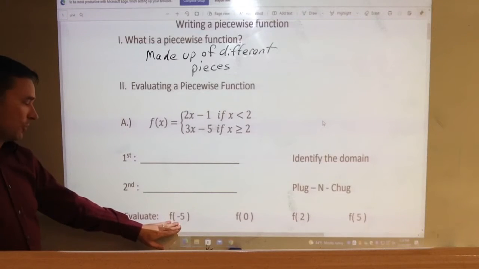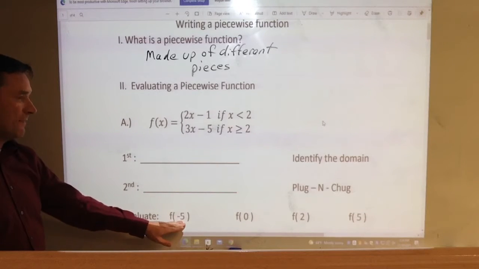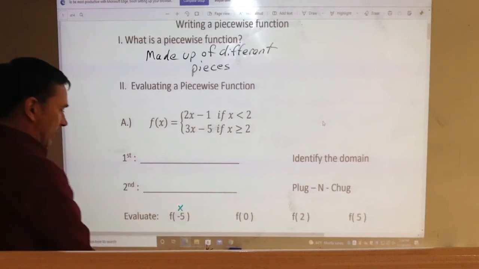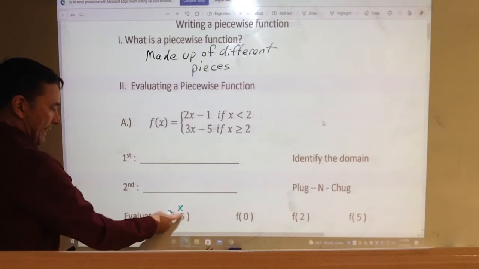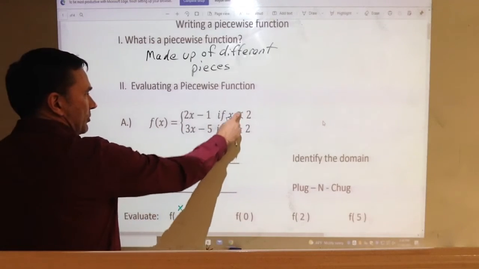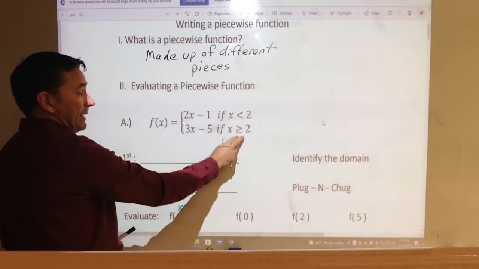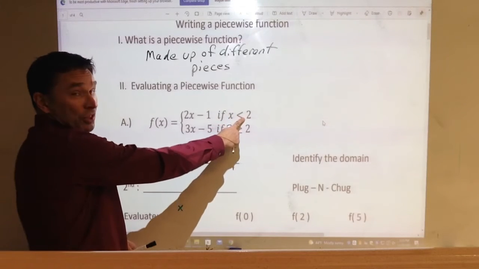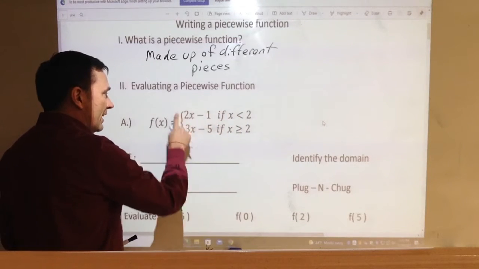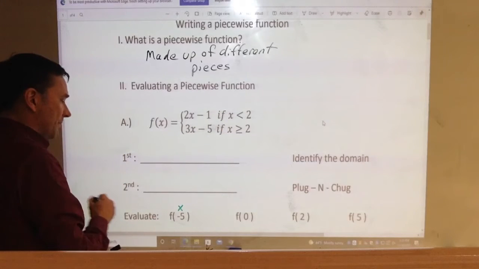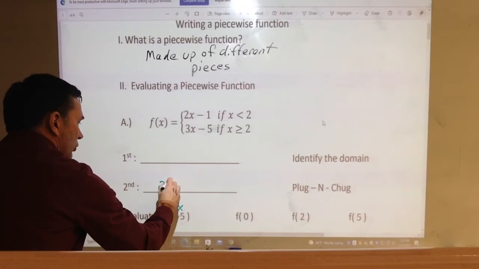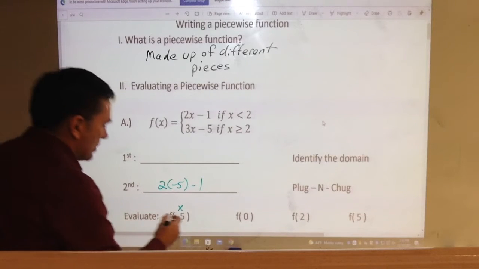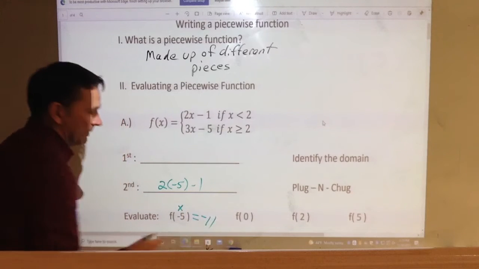So if we're looking at this first one, evaluate f of negative 5. Remember, this is an x value. So we want to compare this negative 5 to these numbers up here. This is our first step of identifying the domain. Negative 5 is less than 2, which it is, so we want to use this top equation to solve this. So we would go 2 times negative 5 minus 1, which ends up being negative 11.